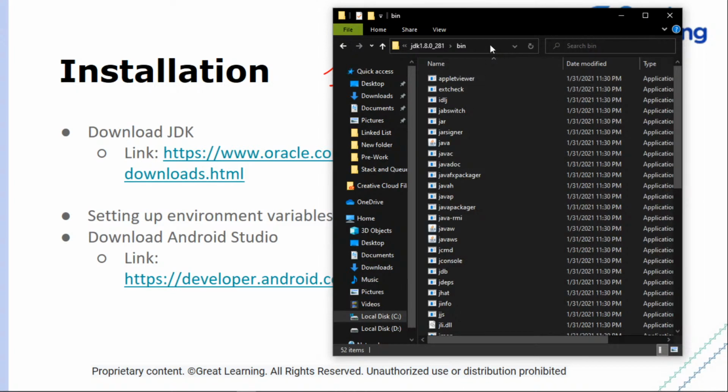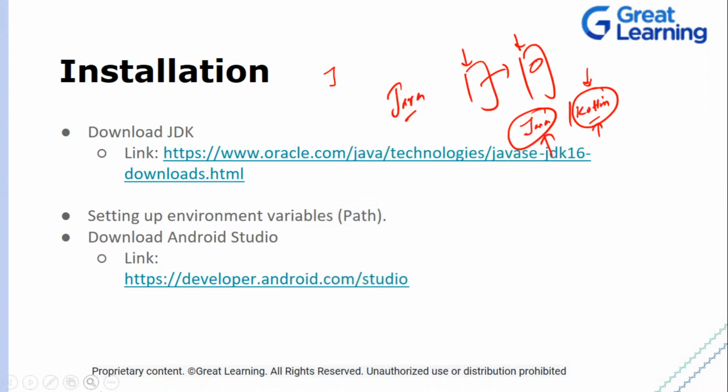Go into the bin. Once you are in the bin, click here and copy this address. What is the address? The absolute address. Now this is important, as it is used for changing your environment variable.